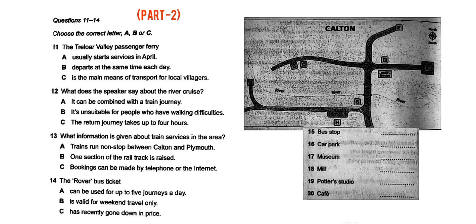It is possible to leave your car behind and travel by boat, train, or bus, with just short walks in between stops. The Trelaw Valley Passenger Ferry runs between villages along the river estuary and provides a link with a train station at Barry, which is about 10 minutes' walk from the riverside village of Calton.